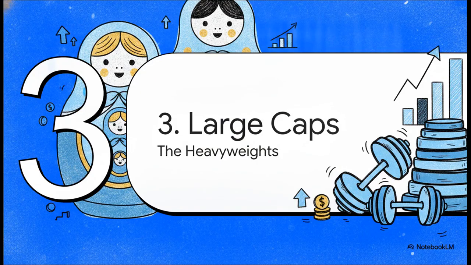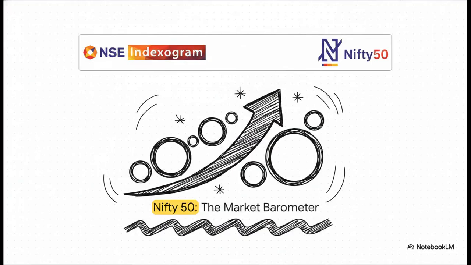Section 3, large caps, the heavyweights. Enter the Nifty 50. This is the most famous slice of the pie, holding the absolute largest companies and reflecting overall market conditions. For a stock to qualify for this heavyweight tier, it must have traded at an average impact cost of 0.50% or less. Essentially, that means you can buy or sell massive amounts of these stocks without artificially spiking or crashing the price. It is a fantastic measure for how highly liquid these mega corporations really are.